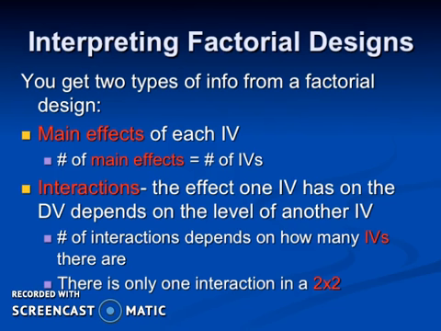So three two-way interactions. One two-way interaction would be between having a dog and exercising. A second two-way interaction would be between having the dog and the level of commitment. And then the third two-way interaction would be between exercising and the level of commitment. So those are three two-way interactions.